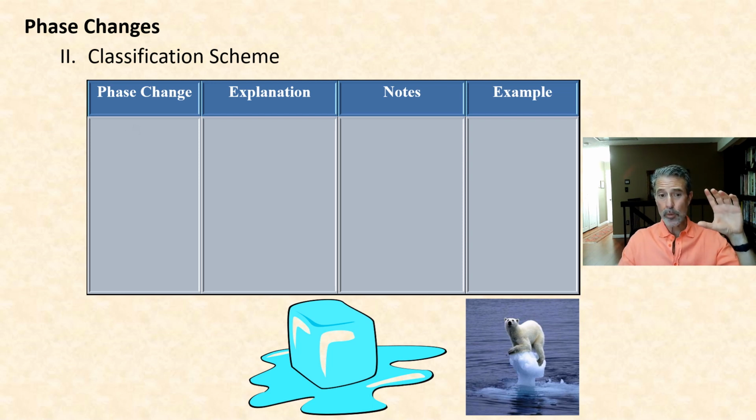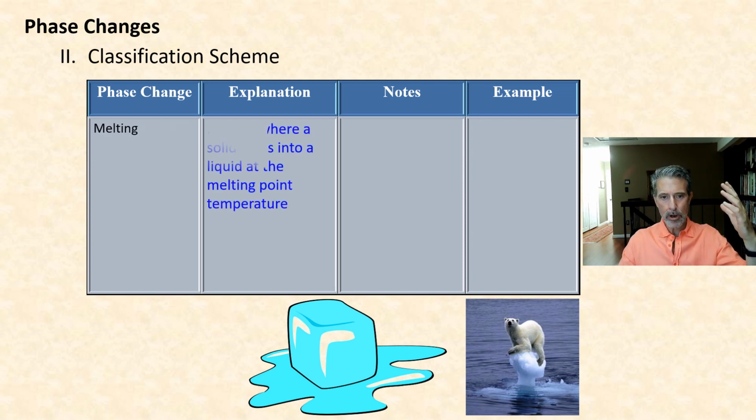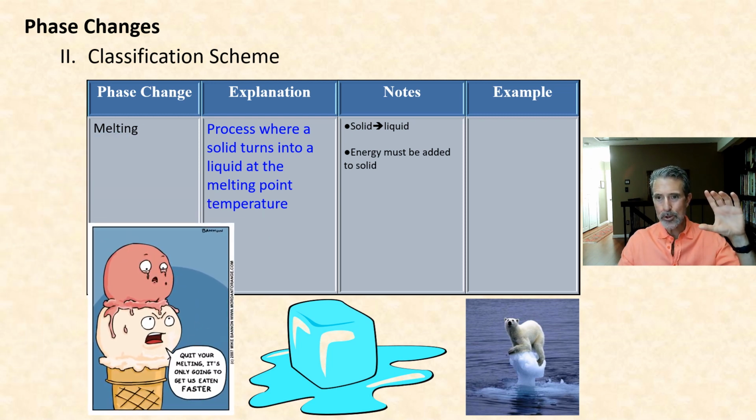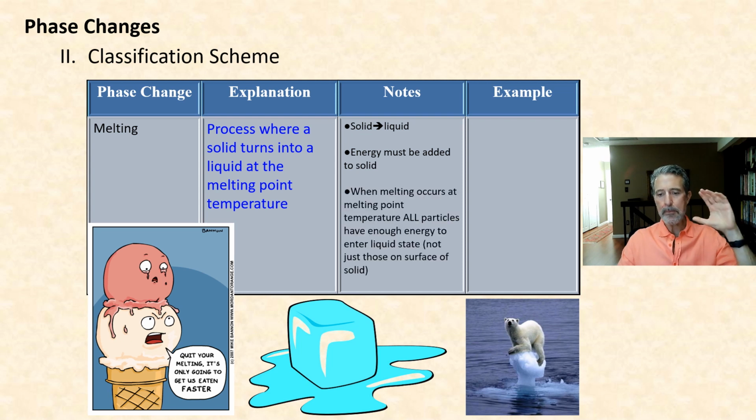This phase change that we call melting is the process whereby a solid turns into a liquid at the melting point temperature. As anyone who has ever eaten an ice cream cone on a hot summer day well knows, energy must be added to the solid in order for it to become a liquid. So we can say that when melting occurs at the melting point temperature, all of the particles have enough energy to enter the liquid state, not just those particles on the surface.